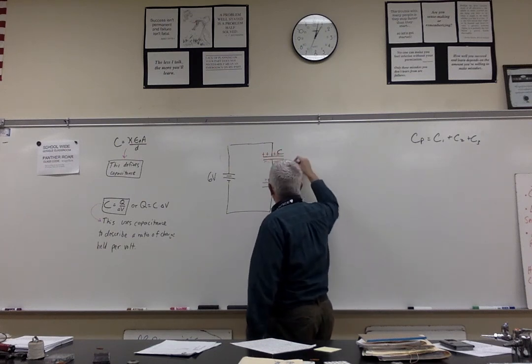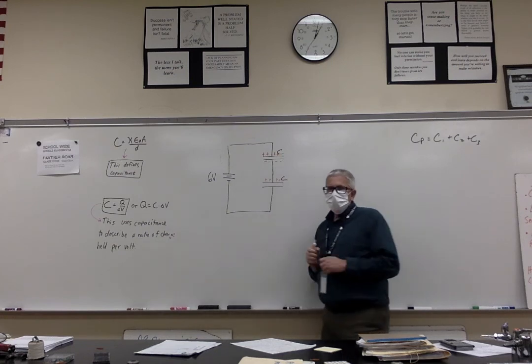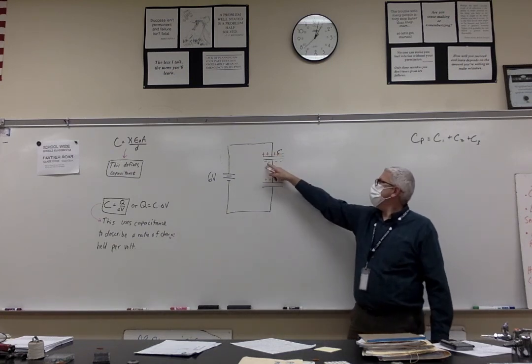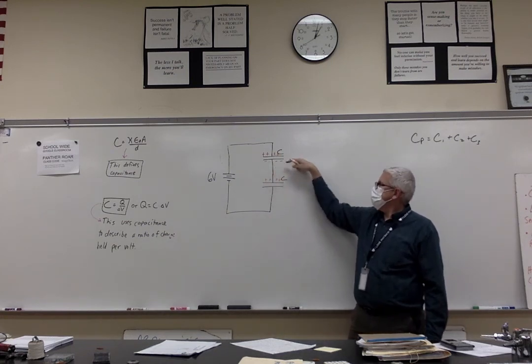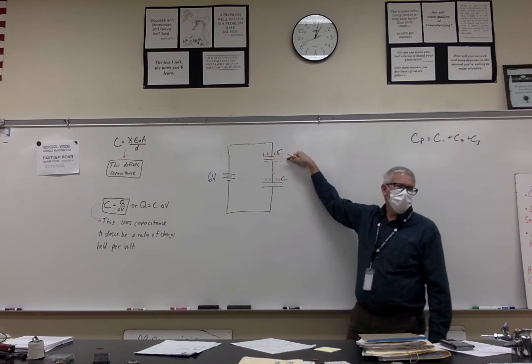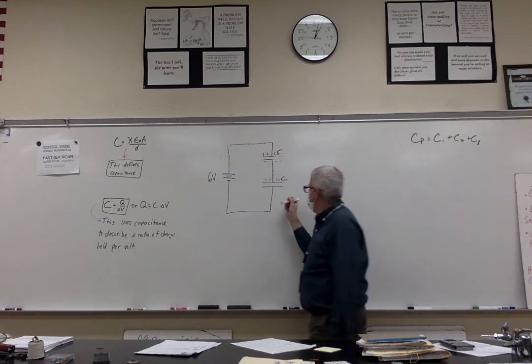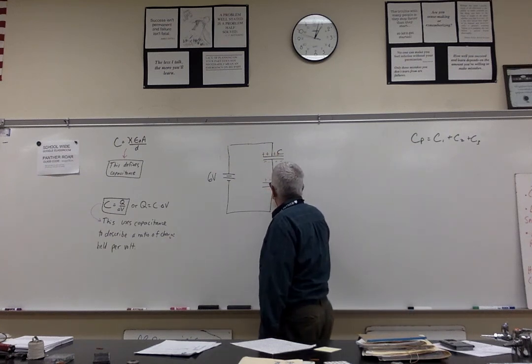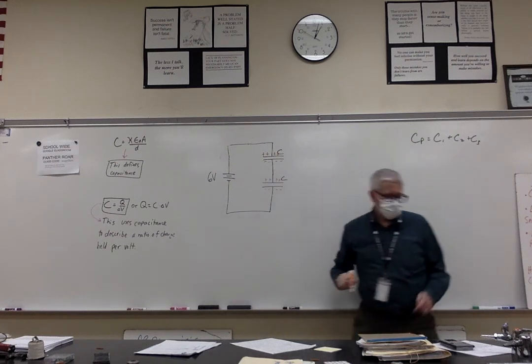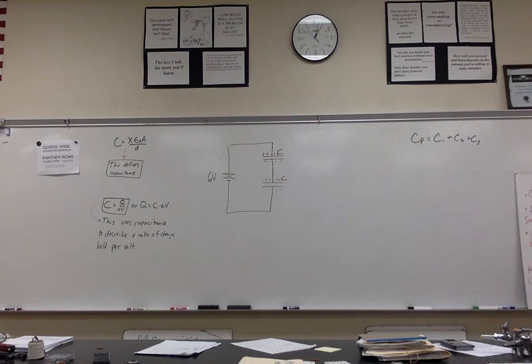This is kind of like an island. It's still neutral overall, but if we've pulled 4 negatives up to this bottom part of this capacitor plate, then the extra 4 positives would be on this one. So in a series circuit with capacitors in series, the charge on all the plates actually has to be the same. You can't have more on one capacitor than on another.